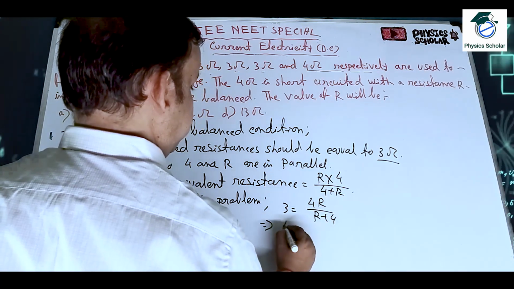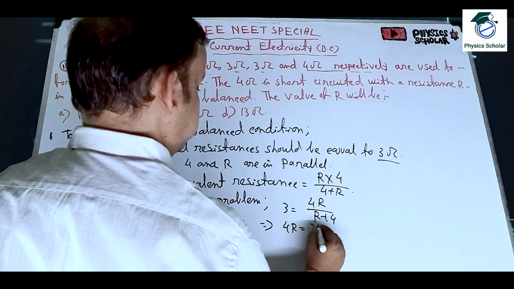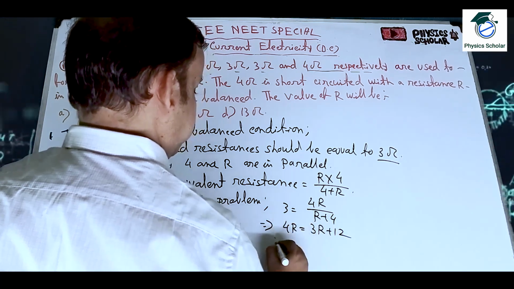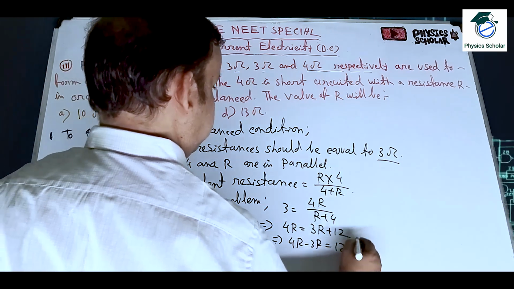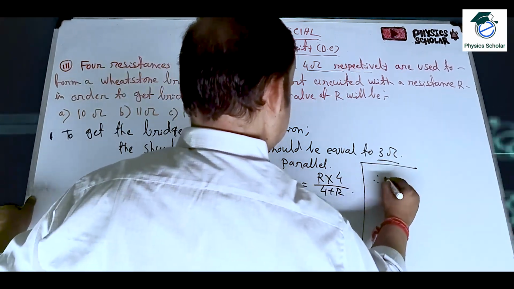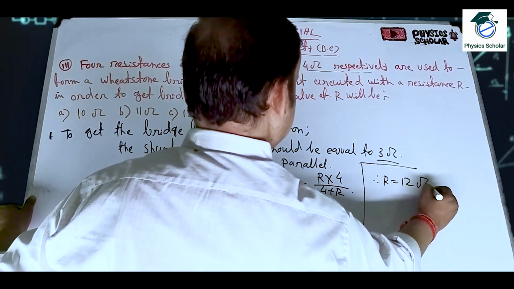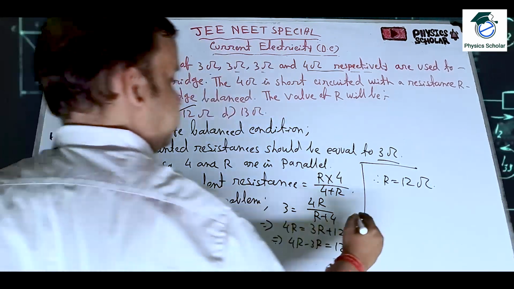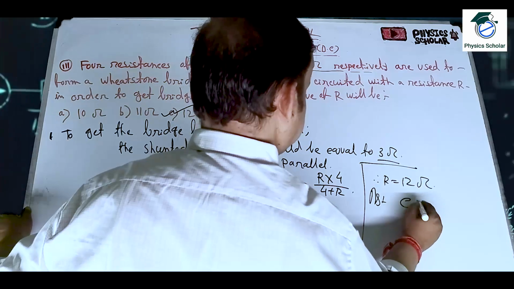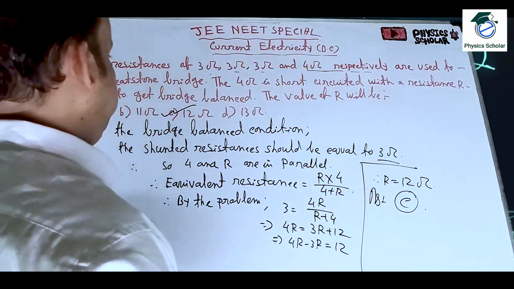Clear? So that means 4R is equal to 3R plus 12. Therefore 4R minus 3R is equal to 12. So R is equal to 12 ohms. Clear? So 12 ohms, option number C. So the answer will be option number C. Clear? That will be your answer.